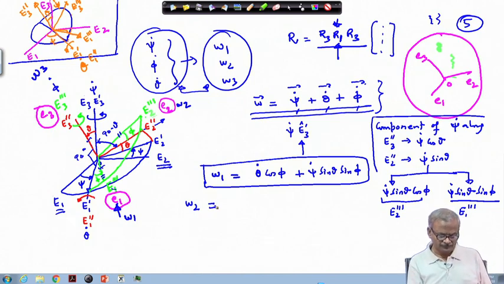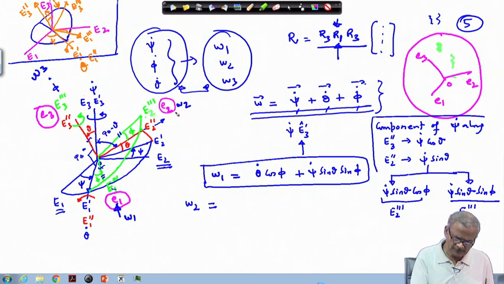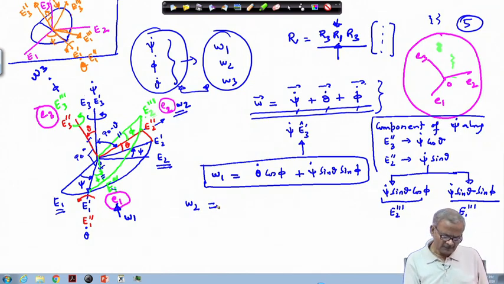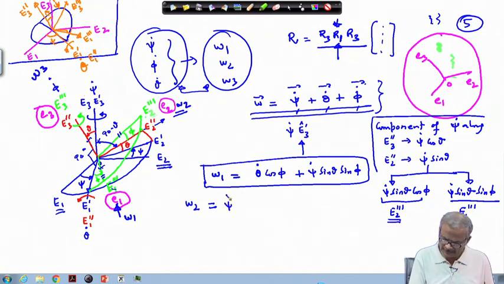Omega 2. Now, omega 2 is along this direction. Okay. Omega 2 is here. So, omega 2 components we have to take. So, already if you see E 2 triple prime, this component is here. So, psi dot sin theta cos phi. So, this is the component of psi dot along the E 2 direction. Now, what other component we can take? Theta dot is here. Okay. So, theta dot is lying here in this plane itself. So, we can take component of this.